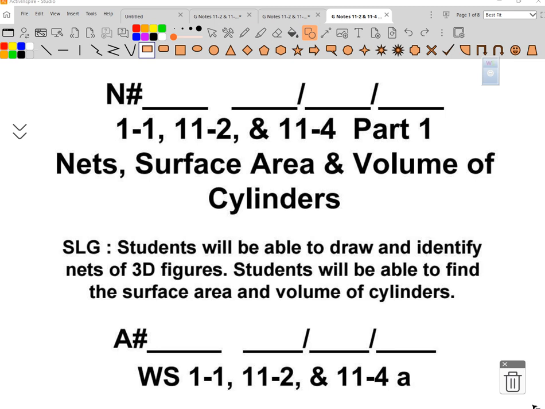Today we're talking about net, surface area, and volume of cylinders. So we're going to introduce the concept of volume and surface area and net. This all should be a review from middle school, 7th, 8th grade math. But it's been a while, so that's why we're reviewing it now.